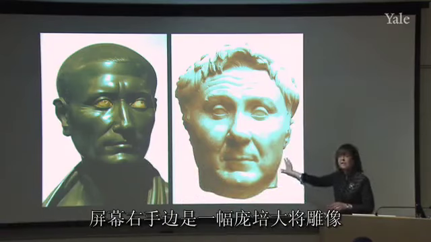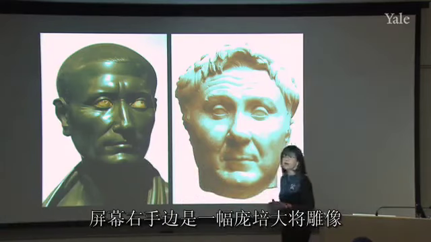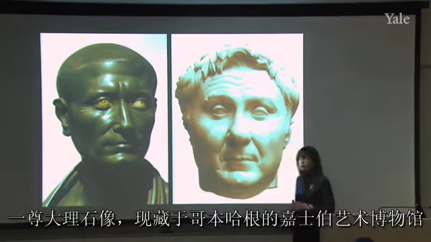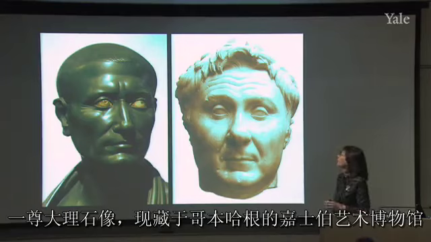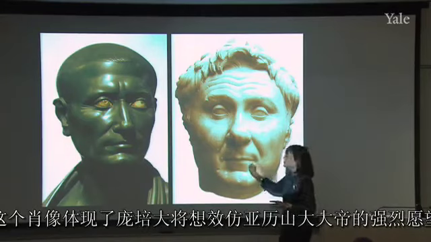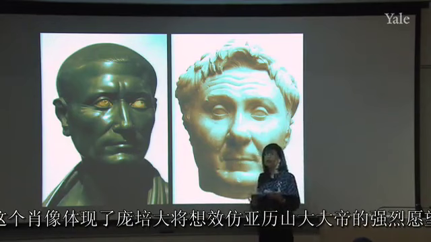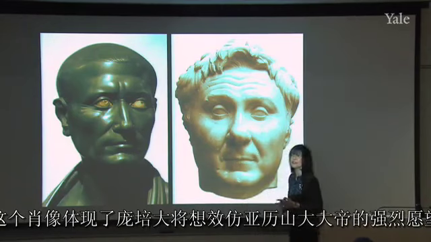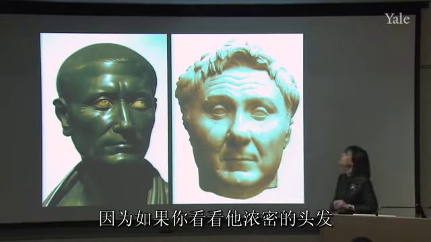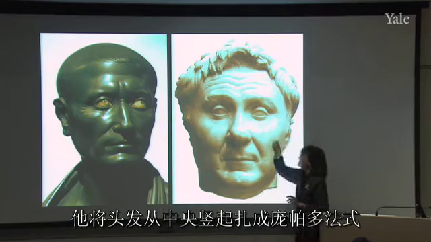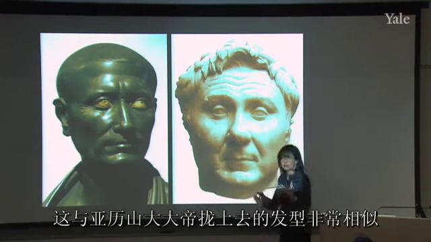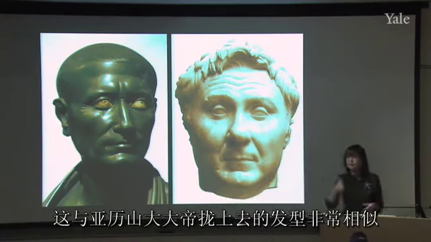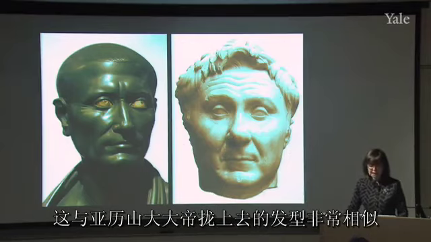On the right-hand side of the screen, we see an image of Pompey the Great, a marble portrait that is now in the Ny-Carlsberg Glyptotek in Copenhagen, and a portrait that shows that Pompey the Great very much wanted to ally himself with Alexander the Great, because if you look at his very full head of hair, you can see that he wears it in the center, pushed up in a kind of pompadour, which is a reference to the same kind of upsweep that was worn by Alexander the Great.